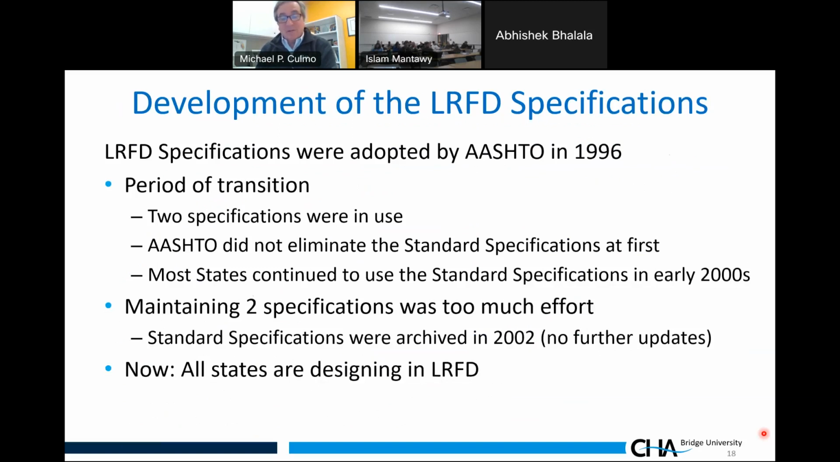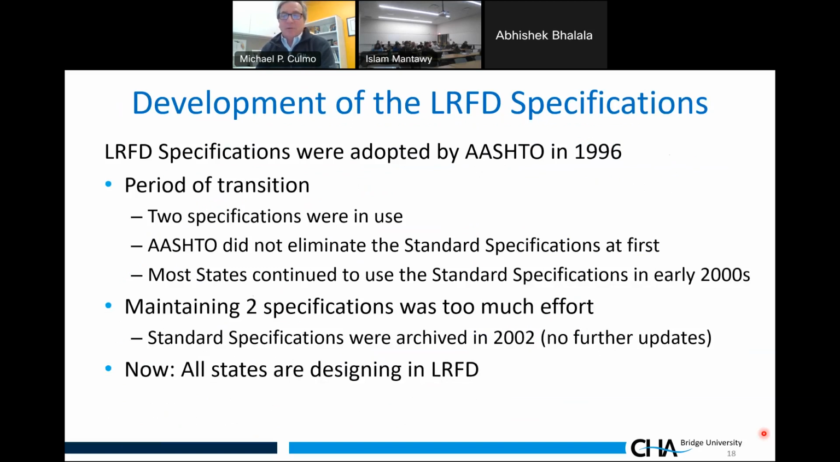Interestingly enough, I was actually a delegate to AASHTO. I worked for the Connecticut DOT in 1996. I worked in the bridge design unit at Connecticut DOT, and I was a delegate in 1996. I voted in favor of this document, so you can blame me partially, me and 47 other people.